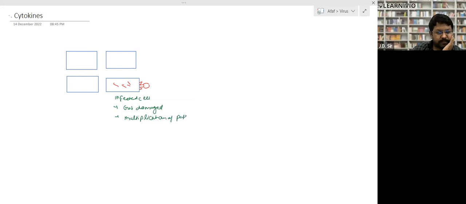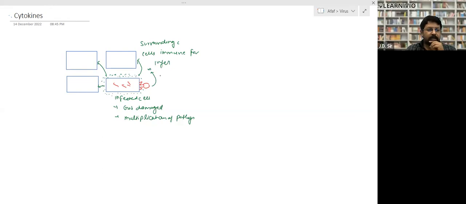Now what will happen? These cells will produce a special kind of chemical around them. They got damaged and they will start producing some chemicals. These chemicals will go to the surrounding cells and they will make the surrounding cells immune to infection. Now this virus cannot infect them, right? So the chemical which is released by this dead cell or this infected cell is called cytokines. Did you get it? And these barriers are called cytokine barriers.